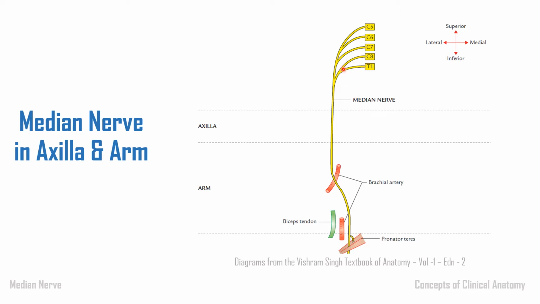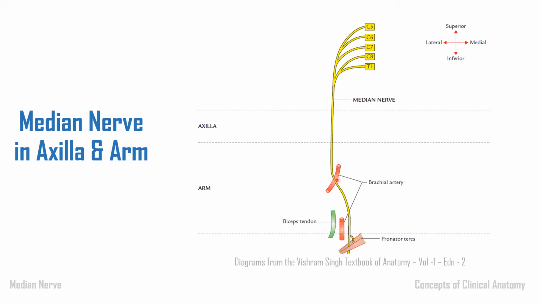So when the median nerve is formed in the region of the axilla, it lies lateral to the axillary artery. So there are no branches of the median nerve in the axilla. When it continues into the arm from the inferior part of the teres major, in the proximal part of the arm, it still lies lateral to the brachial artery.